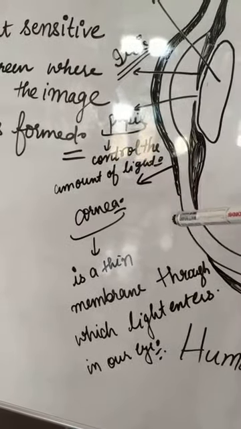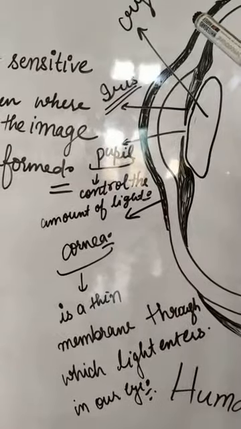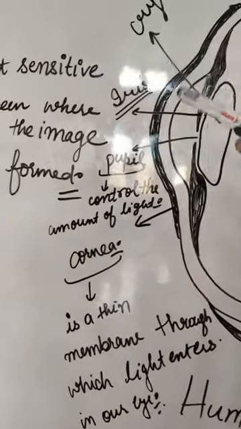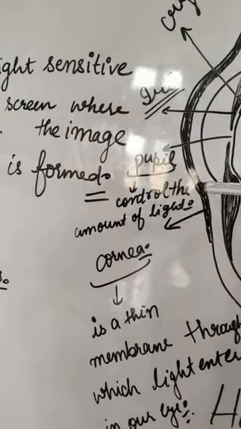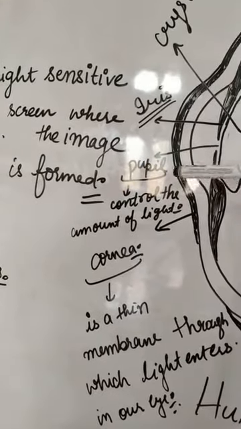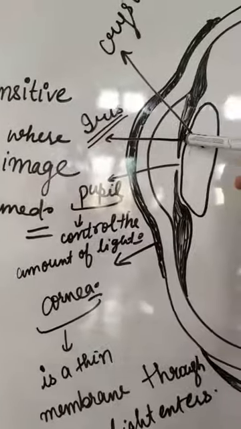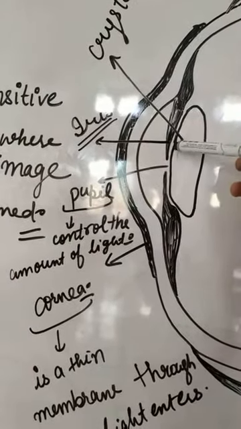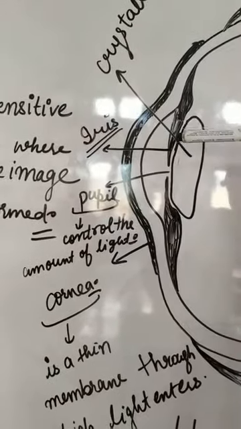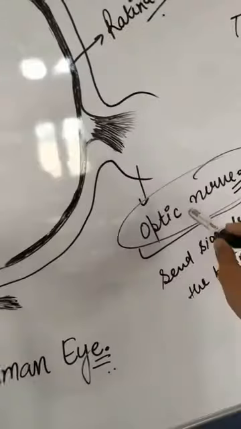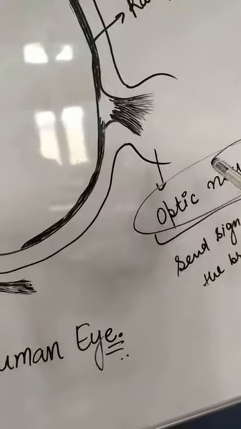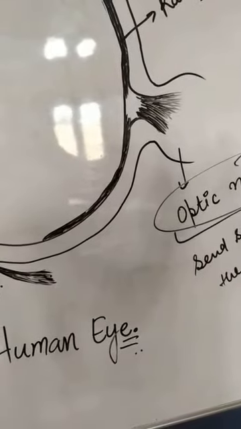Third is crystalline lens and pupil. Pupil controls the amount of light that enters in our eye. And this is iris. The function of iris is to control the size of pupil. And the last one is optic nerve. The main function of optic nerve is to send signals to the brain.